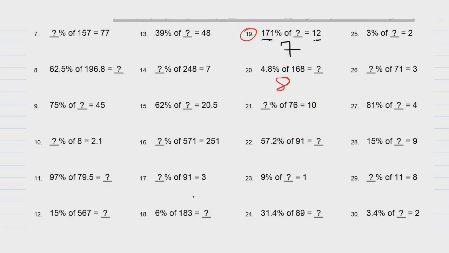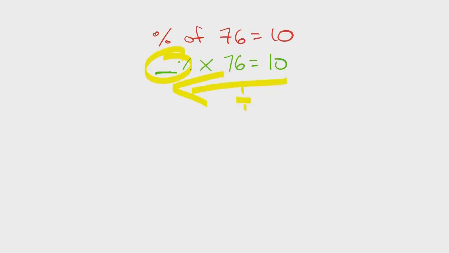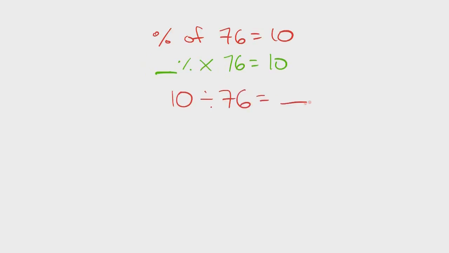Problem number 21. A percent of 76 equals 10. Rats! Another division problem. Because we're going to have a percent of is times 76 equals 10. And since we're missing the number over here, we're going to have to work this way, which means we're going to have to divide. We're going to have 10 divided by 76 is going to equal some unknown percent. Do you see how I just went ding, ding, and I just divided? We're going to rewrite this, and I'm going to have 10 divided by 76.